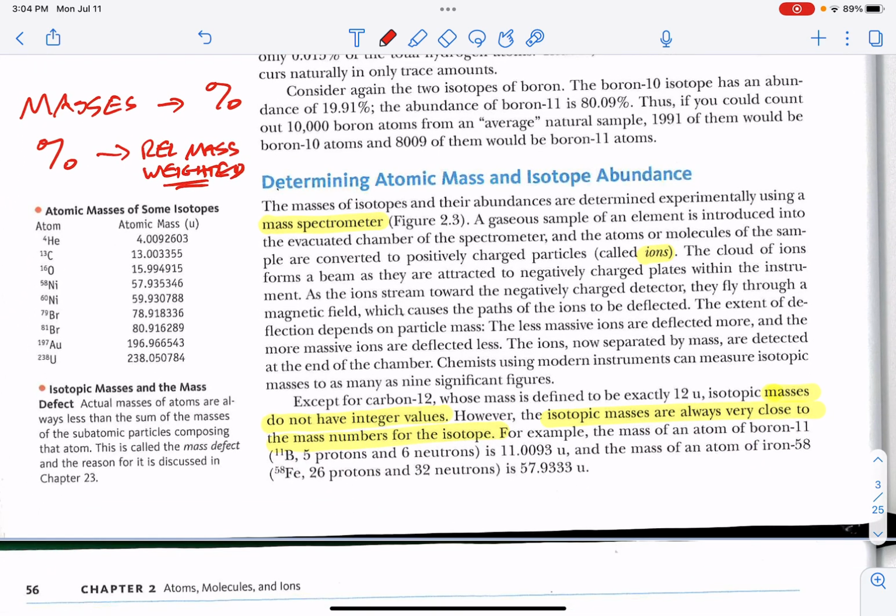Next, determining the atomic mass and the isotope abundance obviously is going to require a piece of diagnostic equipment. And this piece of diagnostic equipment is called a mass spectrometer.